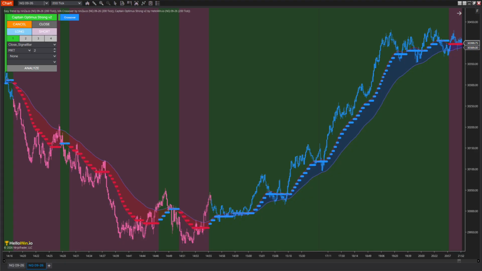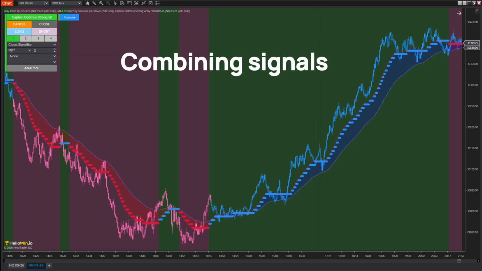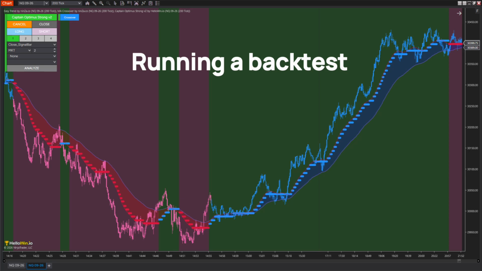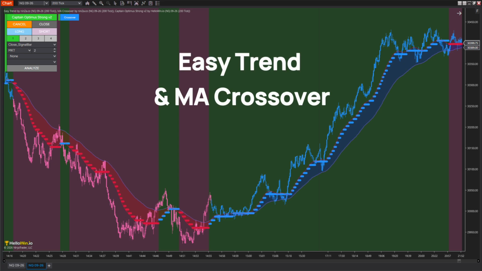In this short video, we'll walk through a practical workflow with Captain Optimus Strong V2, adding indicators to the system, combining trend signals, and running a backtest to evaluate the initial results. In this example, I'll use two indicators as trend filter conditions: Easy Trend and crossover.